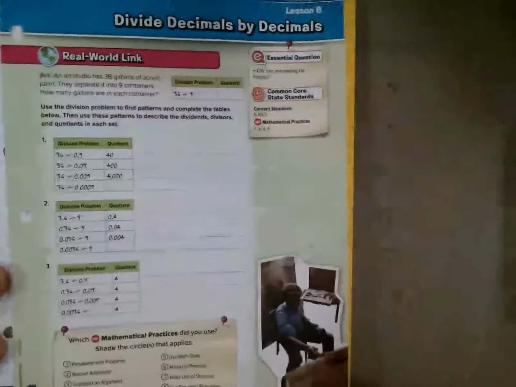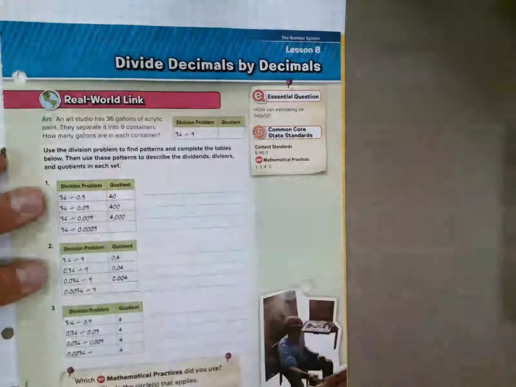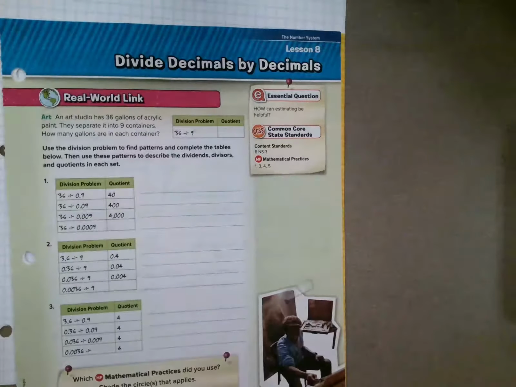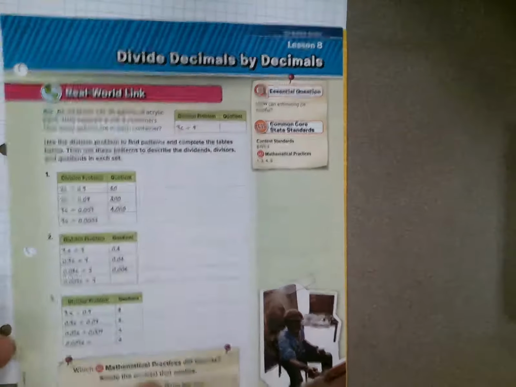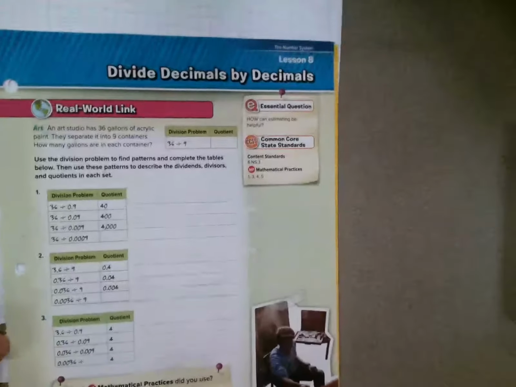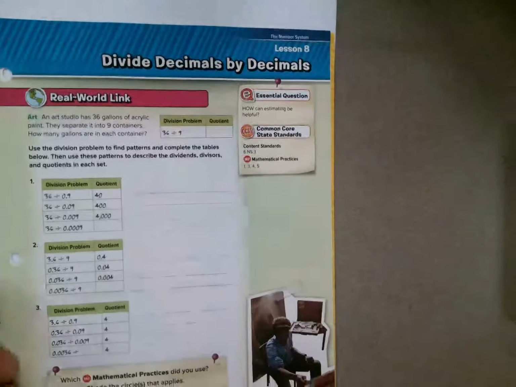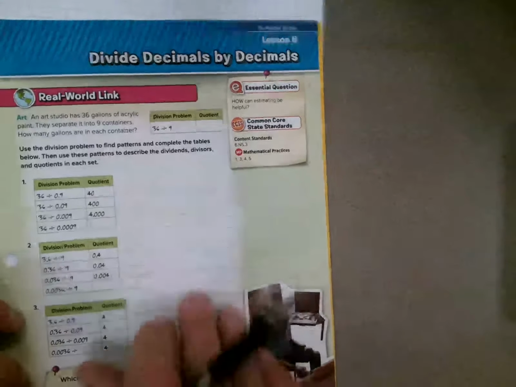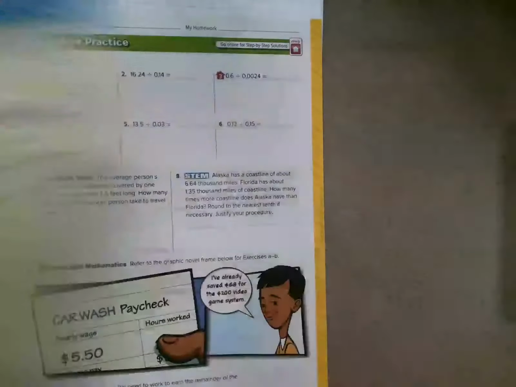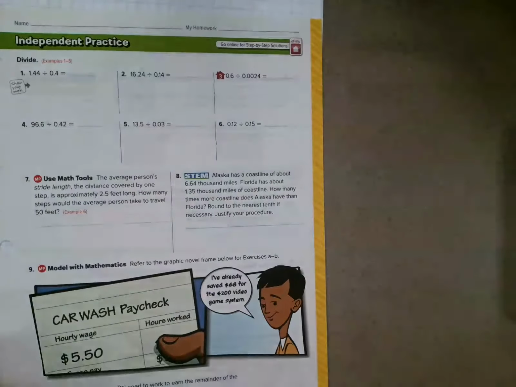Okay, guys, we are in the final lesson of chapter 3. It's lesson 8, and it's certainly the most difficult: dividing a decimal by a decimal. We're going to have to take our time and go through this. Yesterday we did a decimal by a whole number. This adds another component. So let's get circled up.